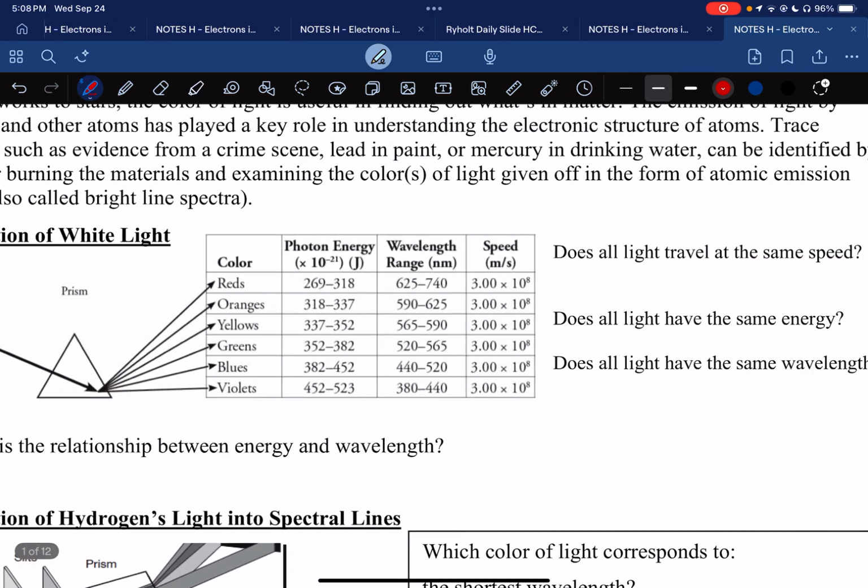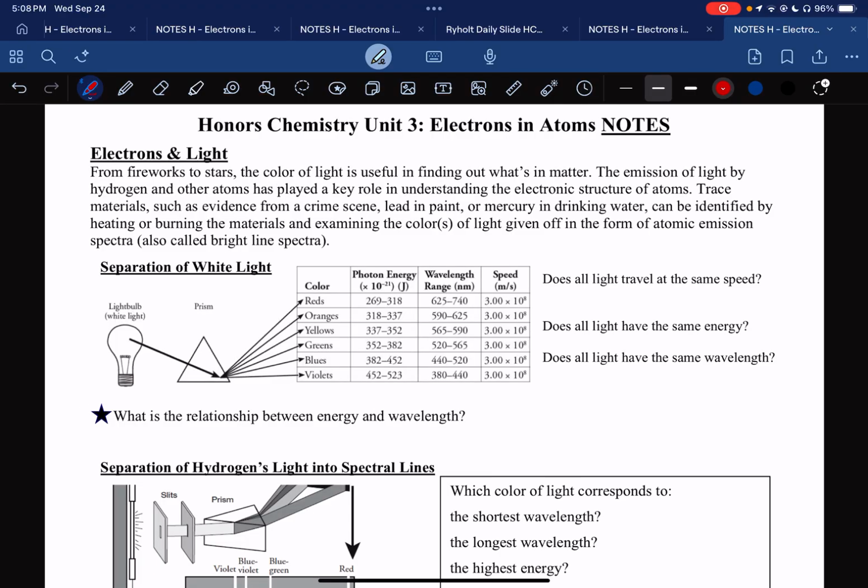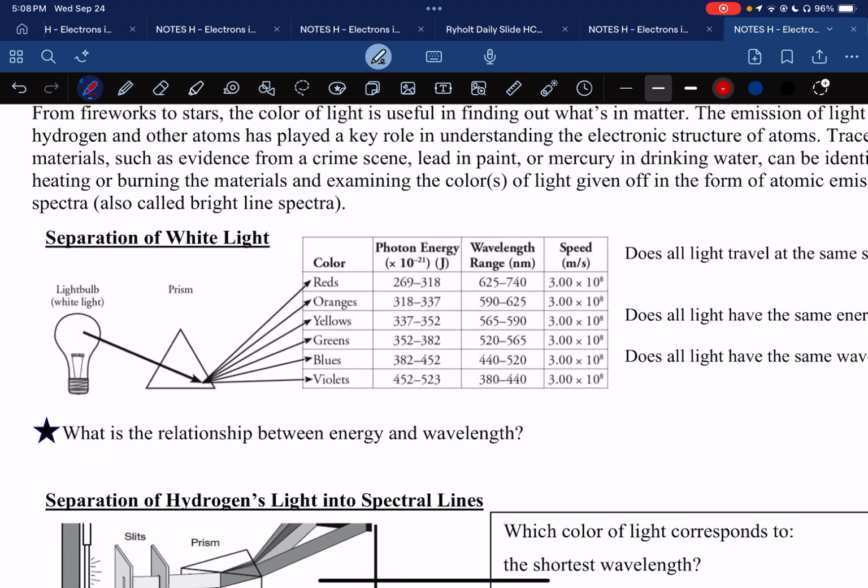Okay, so the first question that this video is guiding us to answer is, does all light travel the same speed? So we're looking at this table and we're noticing that we have all the different colors, and we have photon energy and the unit is joules. We have a wavelength range and the unit is nanometers. And the speed, this is the speed of light, 3.00 times 10 to the 8th meters per second.